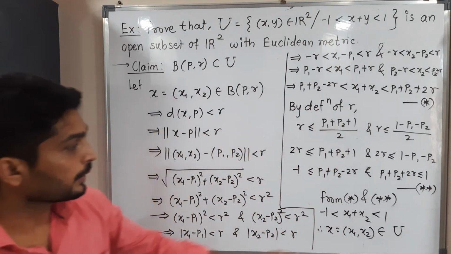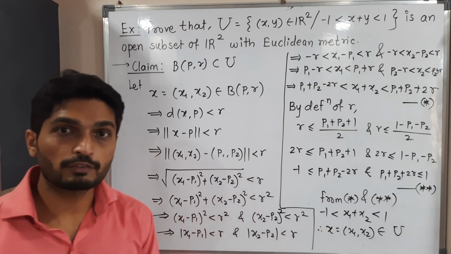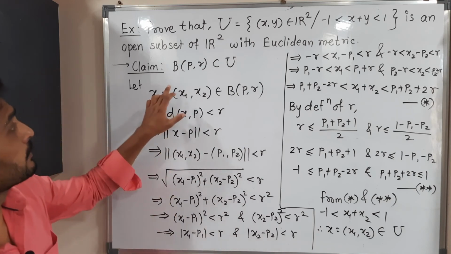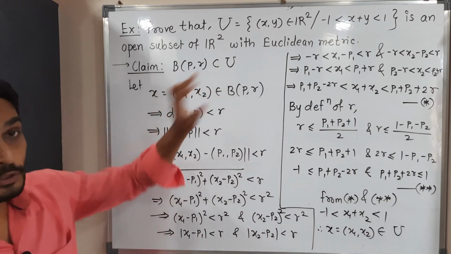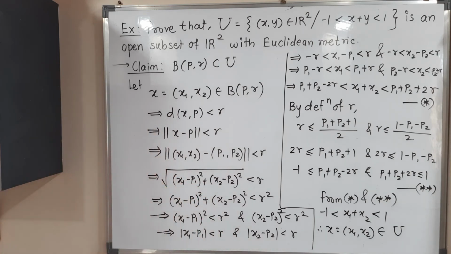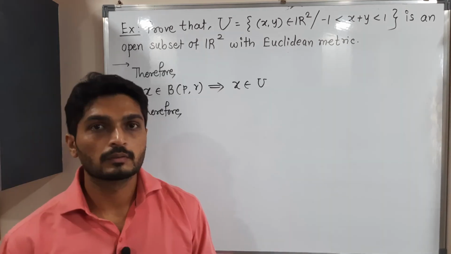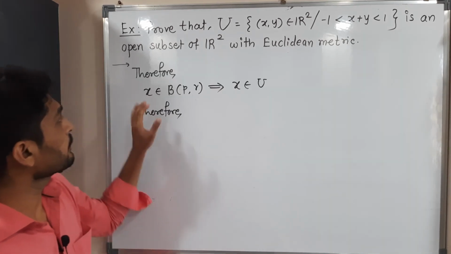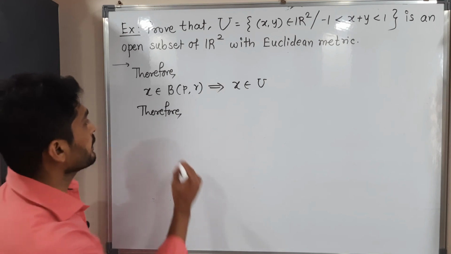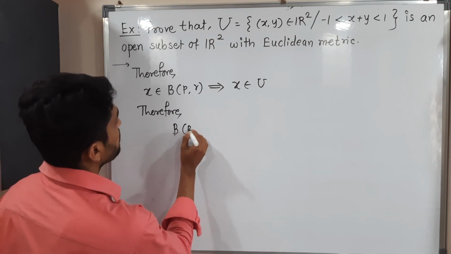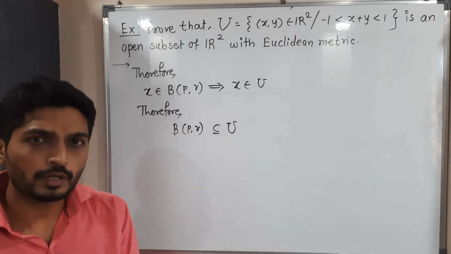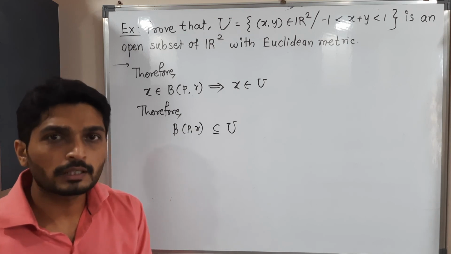Getting the point? Since x satisfies the condition of U, we are saying x is an element of U. So we had taken that point from this ball and we proved that it is in U. Therefore the open ball is a subset of U. Make a screenshot of it and then we will go further. So we proved that we had taken a point x from the open ball and it is in U. Therefore the open ball with center P and radius R is a subset of U. It is true for any point P, since P was an arbitrary point.